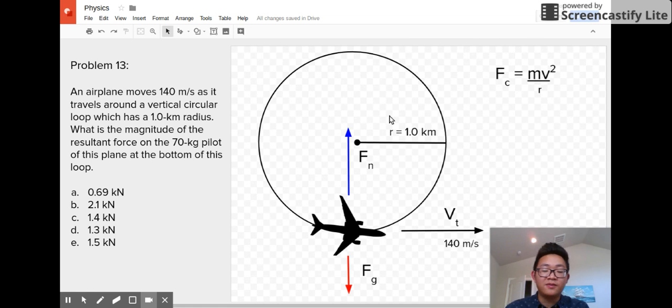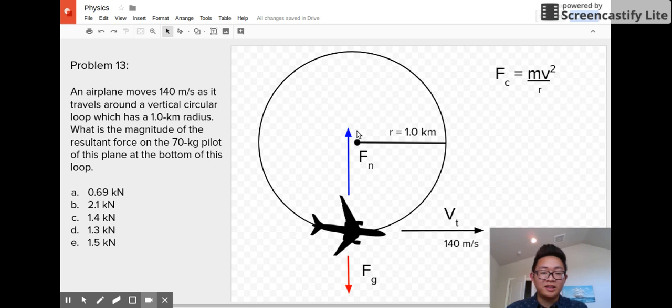So we put this into a free body diagram. We have the force normal and the force gravity. Force gravity is pulling the plane and the pilot down. Force normal is the force of the plane onto the pilot, pushing upwards towards the center of this loop. And then this arrow here is not actually a force indicator. It is a velocity indicator showing that 140 meters per second is the speed of the plane tangent to its path. And the radius here is 1 kilometer.